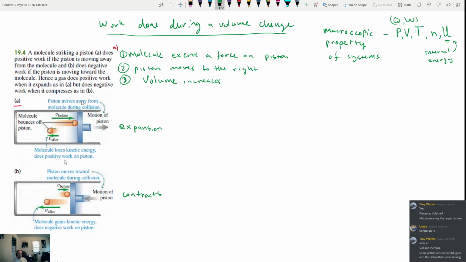Would you all agree with that statement? That the work done in case A is positive. The work done is greater than 0. Because the gas expands. And the force that the molecule exerts is in this direction, and the displacement is also in the same direction, right? And when force and displacement are in the same direction, then you get positive work. So it tells us that when volume increases, work is positive. Pretty simple statement we can make there, right?